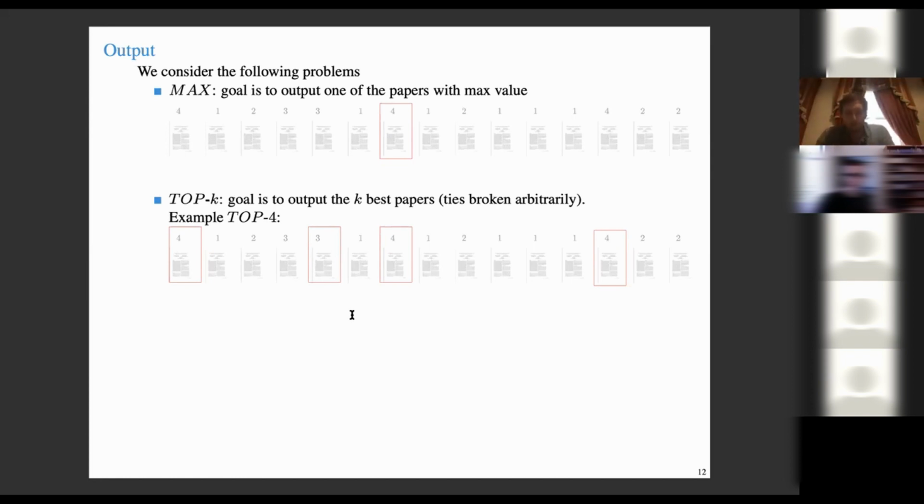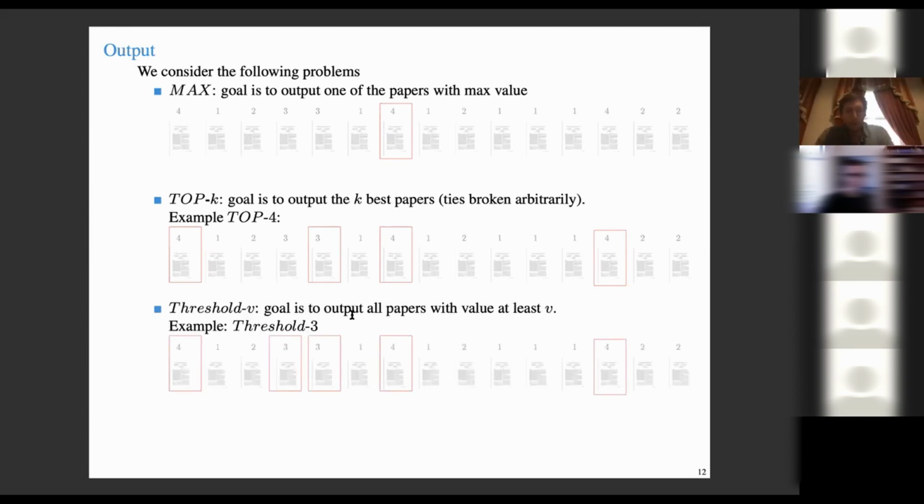Okay, and then there's a third one, which is quite interesting. It's threshold V. So here you just try to find all papers above a certain threshold. So, you know, think of just conference proceedings without a limitation on how many papers you can accept. So you just want to accept every paper that's really good.